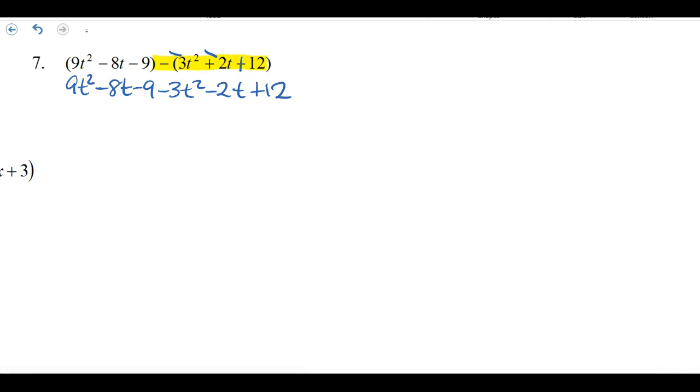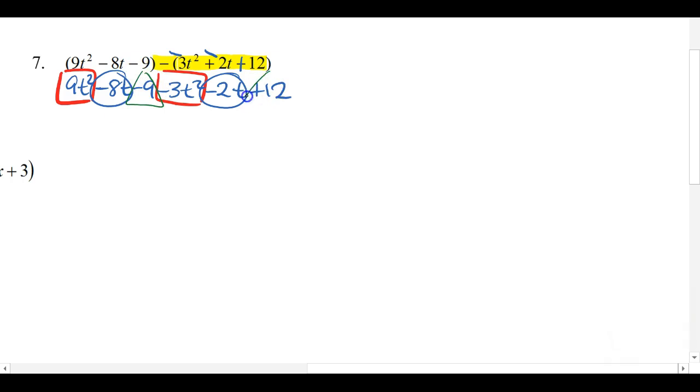And again, go back to just grouping all your like terms. So box here, and I have a t squared there as well. And then here I have a negative 8t and a negative 2t. And then I have a negative 9 and a plus 12. And so now let's do the t squareds because we want the highest exponent first. Because we want a standard form. So we have 9t squared minus 3t squared. Well, that's 6t squared.